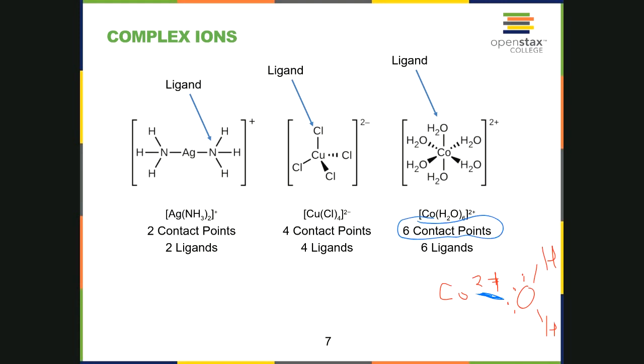But what we're going to see on the next slide is that the number of contact points and the number of ligands are not necessarily the same thing. Yeah, Jamie. Yes, I'll go back to what she said there a second. So Jamie was saying, are coordinate covalents and complex ions the same? Yeah, they are the same thing.